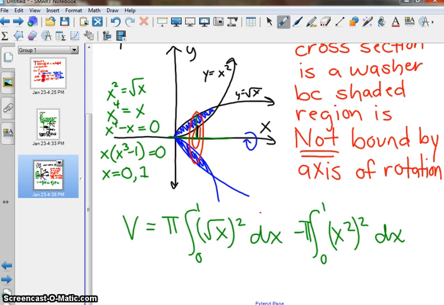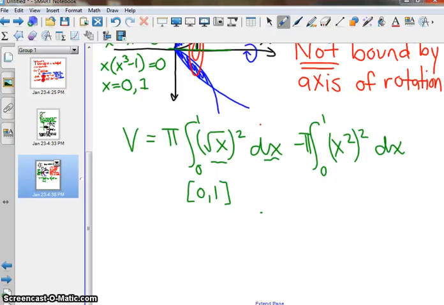Everything is in terms of x. My function is an x. So I have a dx here, and then my interval from 0 to 1 are my x values. And that is all because I'm revolving around the x-axis. If I revolve around the y-axis, everything has to be in terms of y. So you type this in your calculators, and you get an answer of 3/10 pi.